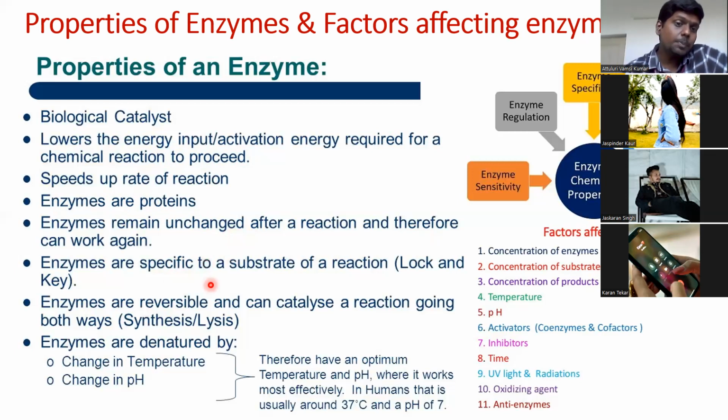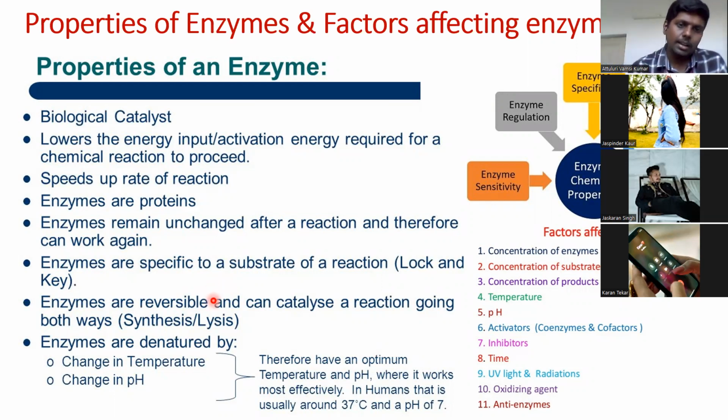Then enzymes are specific to a substrate. Each enzyme can only bind with its specific substrate. So an enzyme is just like an antigen and antibody. An antibody only binds with a specific antigen. Similarly, an enzyme will only bind with a specific substrate. This is called the lock and key mechanism. Just like our key, one key can only fit into one lock, the way enzymes also only fit a specific substrate.